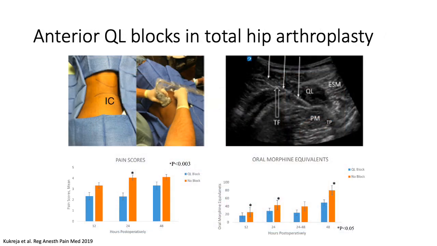Lastly, related to our case, this study from the University of Alabama evaluated anterior QL blocks versus no block controls in total hip arthroplasty patients and found a 45% decrease in pain scores at 24 hours and a significant decrease in opiate consumption.